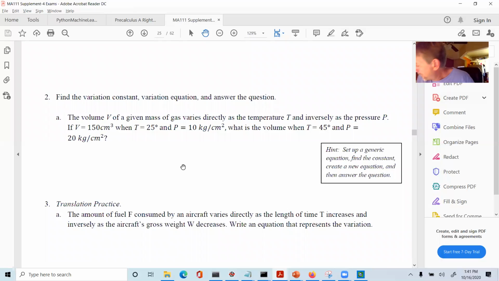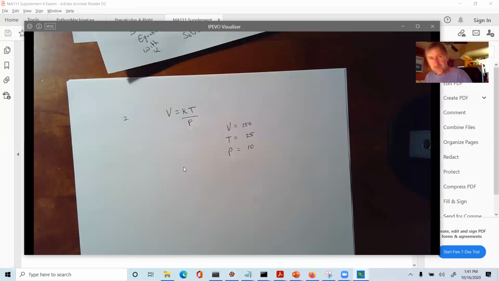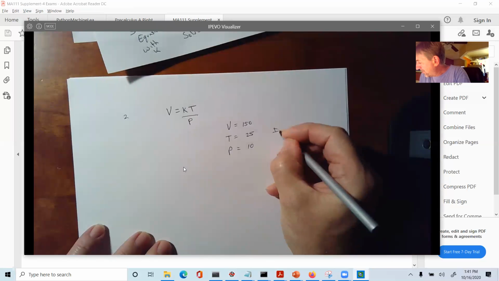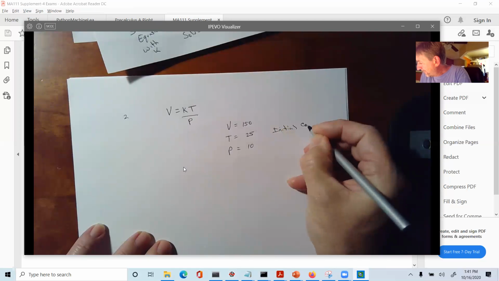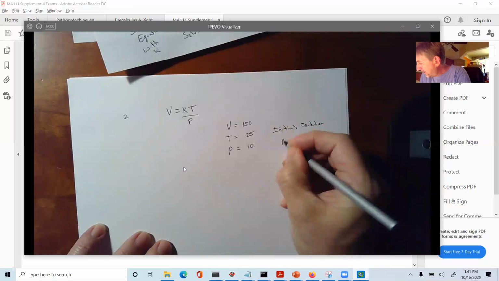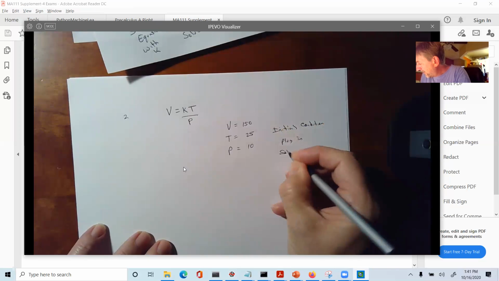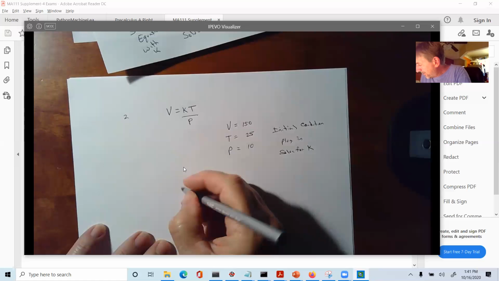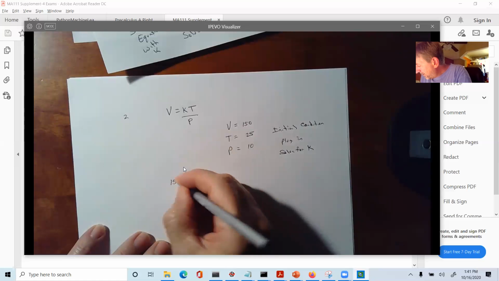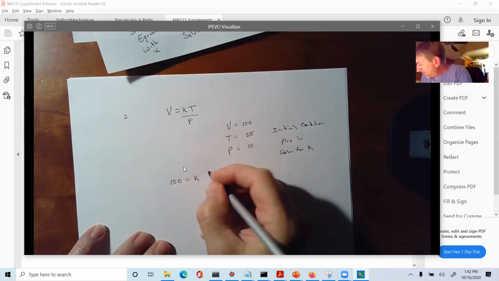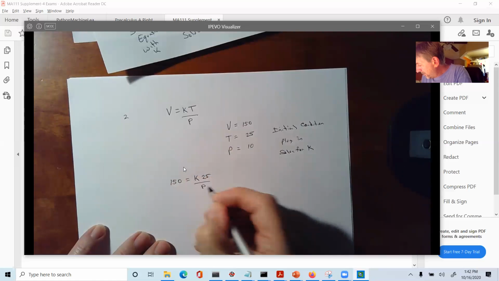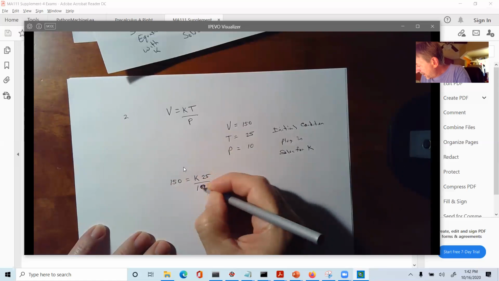So they give you, in your initial condition, your volume is equal to 150. Your temperature is equal to 25. And your pressure equals 10. Right, so this is the initial condition. So plug in, solve for K. So V is 150. We don't know K. The temperature is 25, and the pressure is 10.